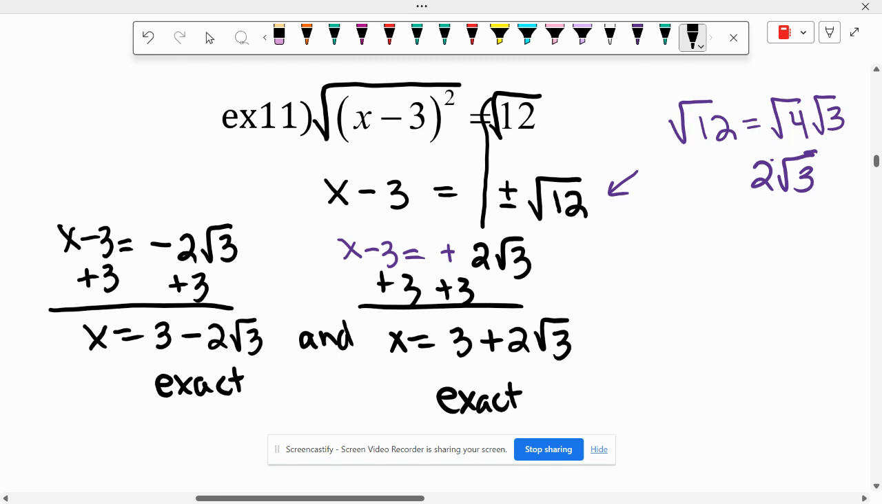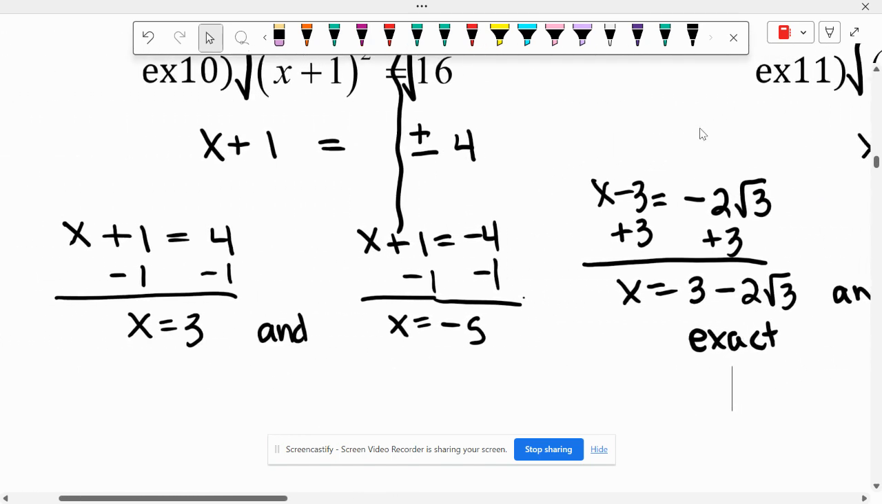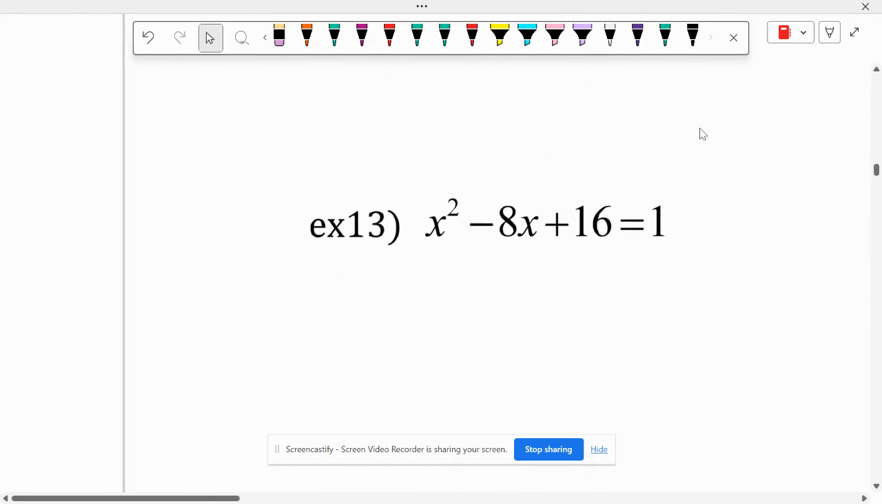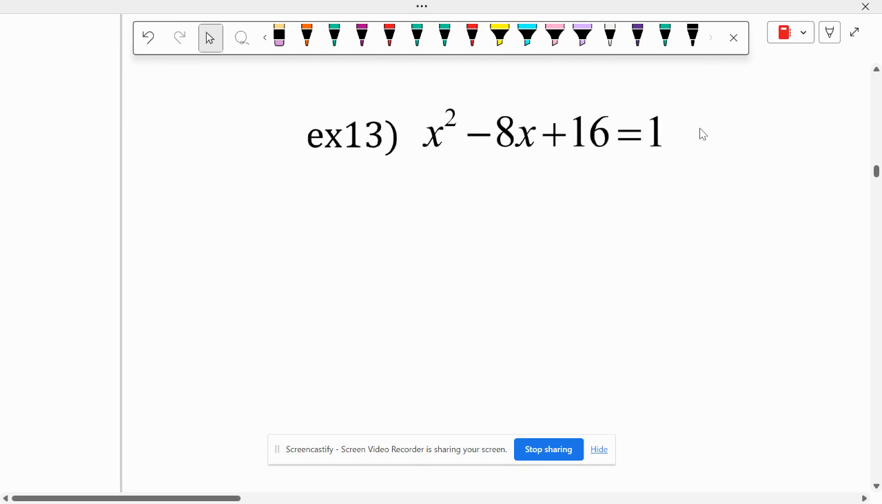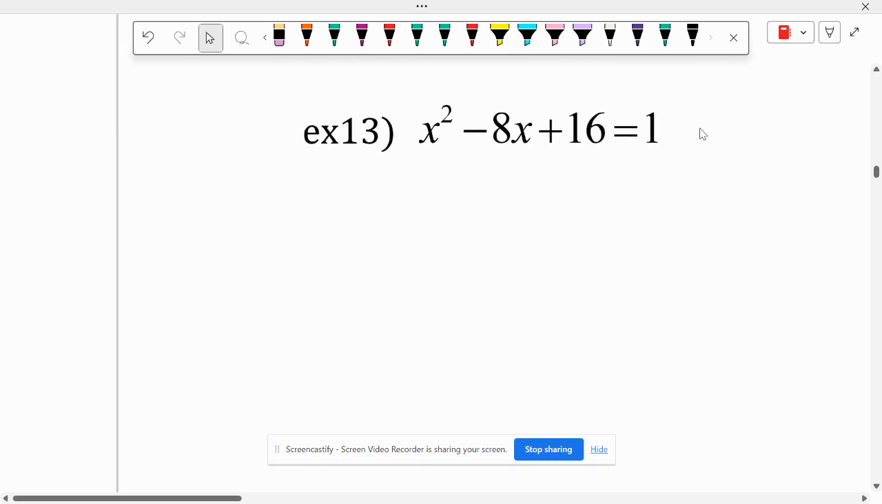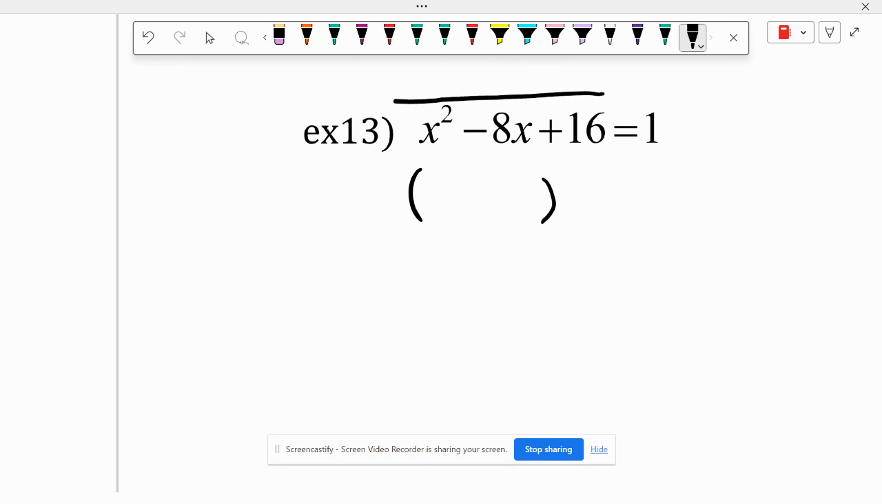Let's go down to number 13. I want you to think about when we talked about perfect square trinomials. I think that this trinomial right here is actually a binomial squared. How did we figure that out? Do you guys remember how we did that?